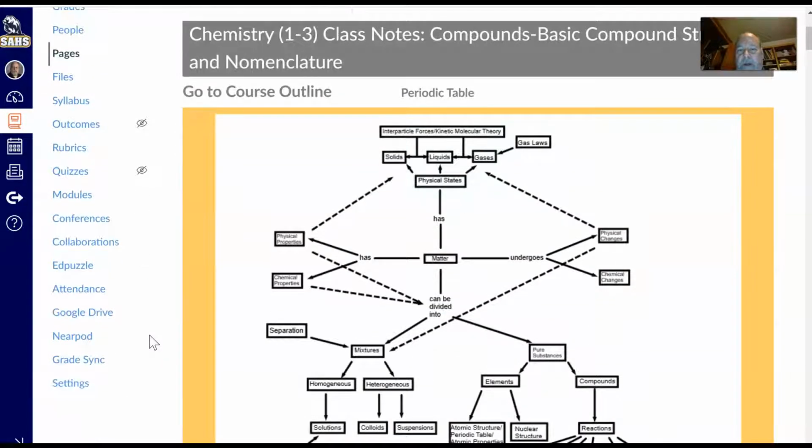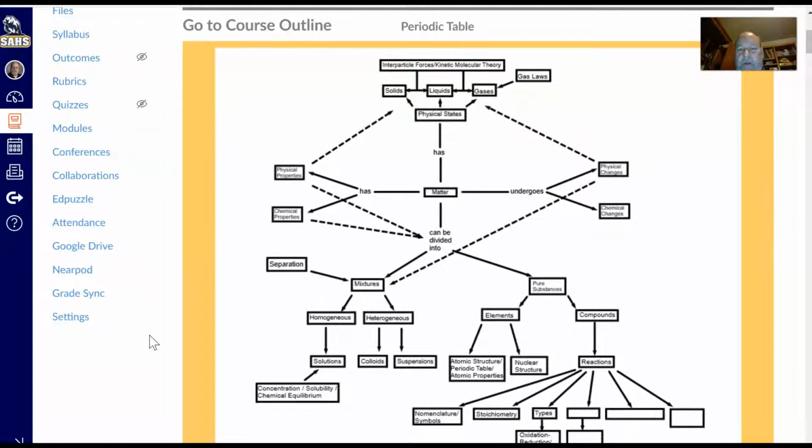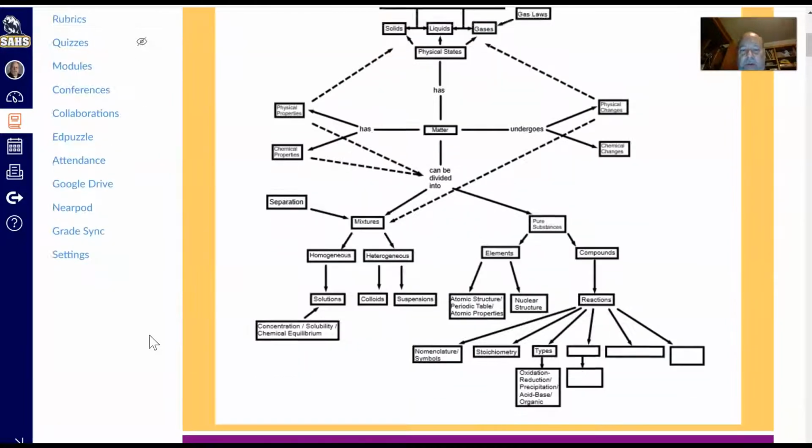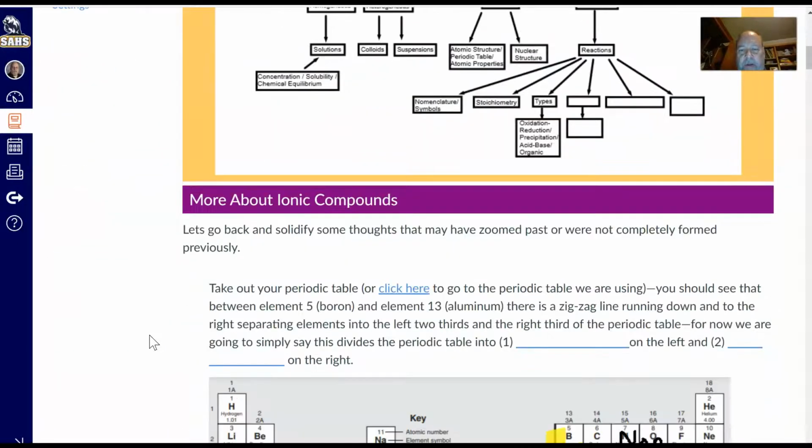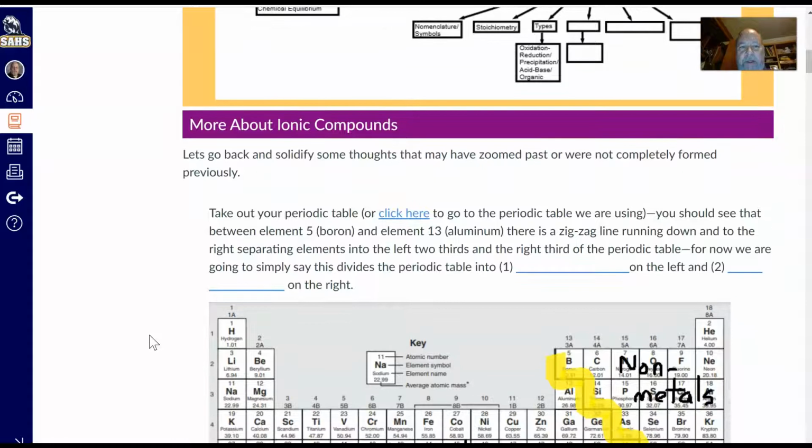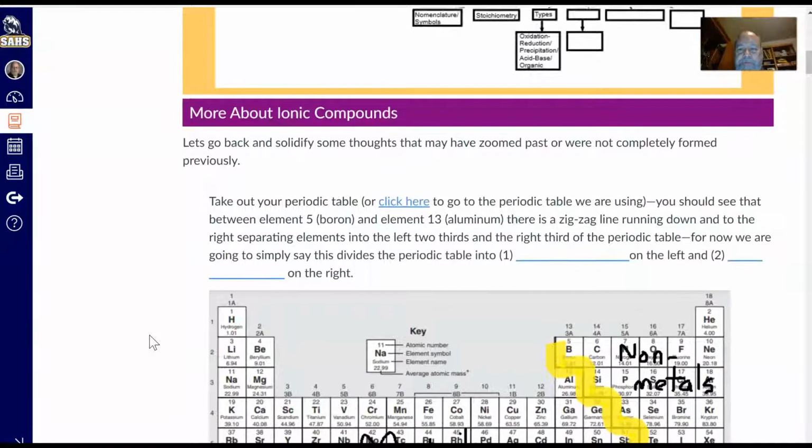Next, we need to talk about how we're going to come up with the formulas, the chemical formulas for these compounds, as well as their chemical names. And we're going to start by talking in a little bit more detail about ionic compounds.